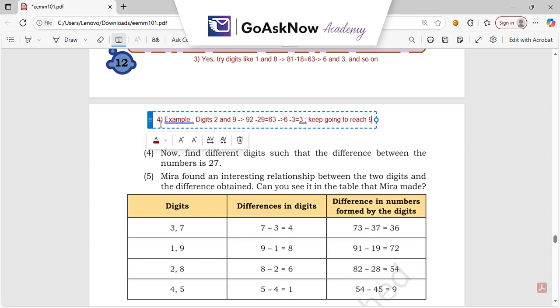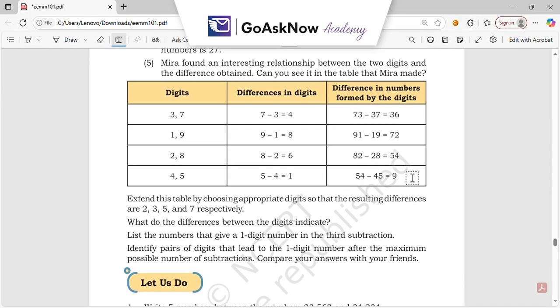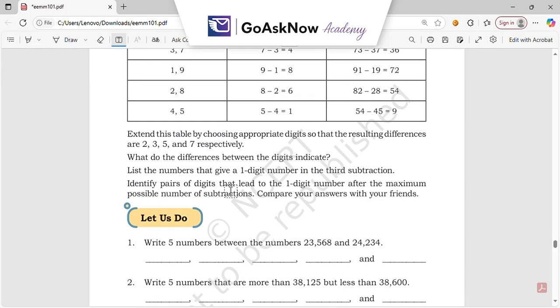Now Meera found an interesting relationship between the two digits and the differences obtained. Can you see it in the table that she made? Here 3, 7, and 7 minus 3 is equal to 4, with differences 36, 72, 54, 9. Extend this table by choosing appropriate digits for the resulting difference. What do you notice about the differences? You can check with your friends.